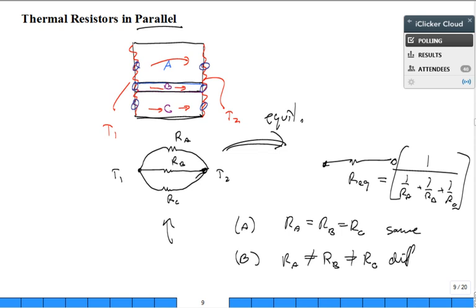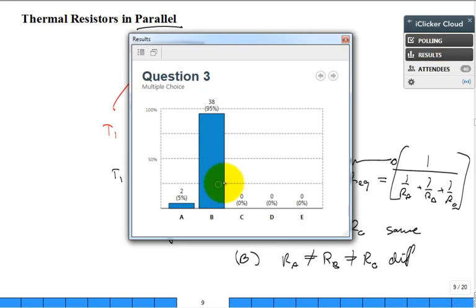All right, looks like that wasn't too hard of a question. Everybody in? All right, let's go ahead and stop it. There's no restriction that they have to have the same resistance.